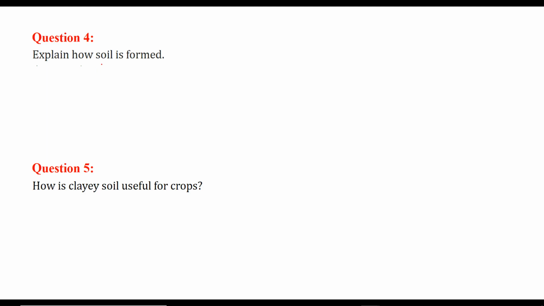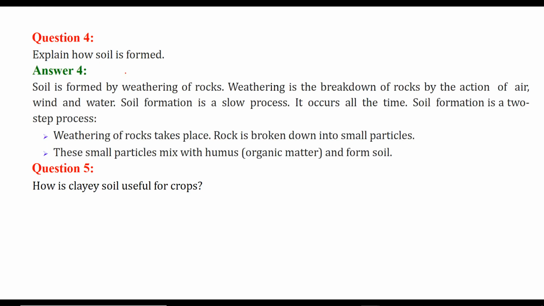Explain how soil is formed. See, there are rocks and there is a process which is called the weathering of the rock, and this is simply breakdown of the rock by the action of blowing air, that is wind, and water. So this is a very slow process, and it occurs all the time in the environment.